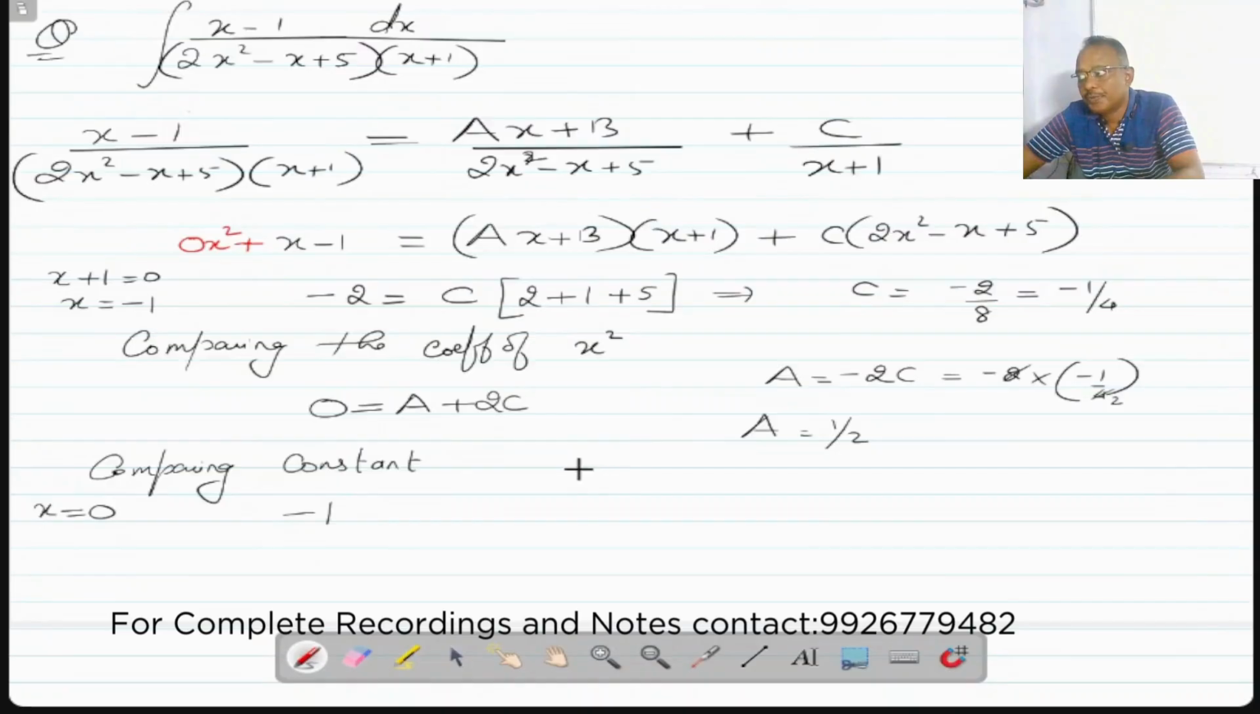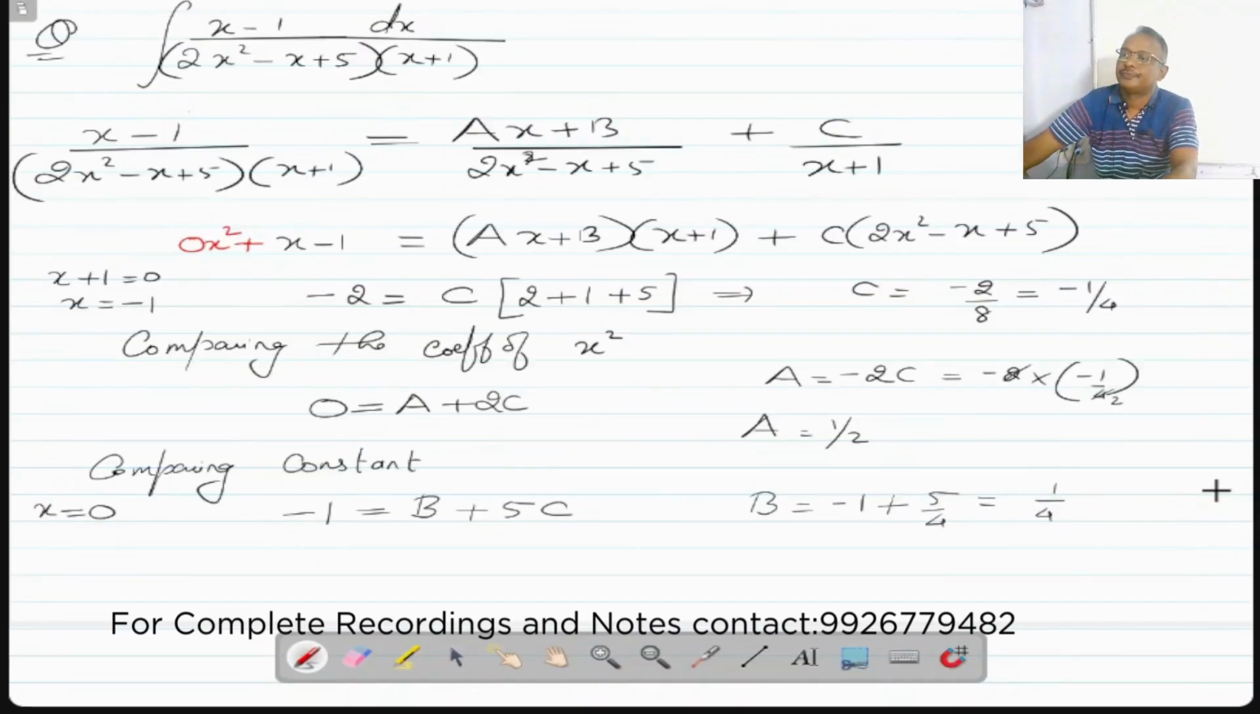बोलो, जोर से बोलो. B. Put x का value 0 here. What do you get? 5c. I want b. So b is equal to minus 1 minus 5c. So plus 5 by 4, which comes out to be 1 by 4. समझ में आया?